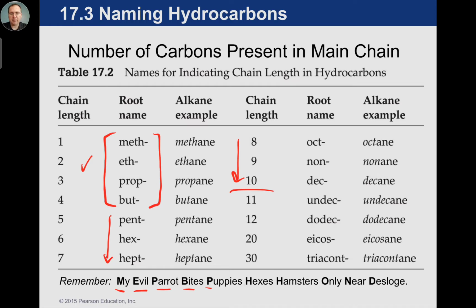Well, it bites puppies, it hexes hamsters, only near Delos. That gives you at least a clue to the first letter of each of those prefixes in order of the way we use them. So hopefully that'll help in your memorization of this as you use it in the homework and later on the test.